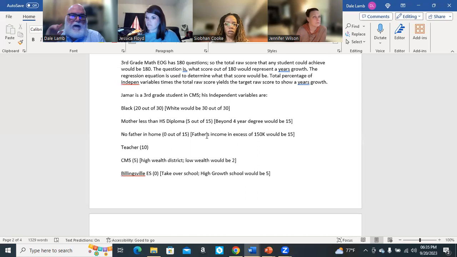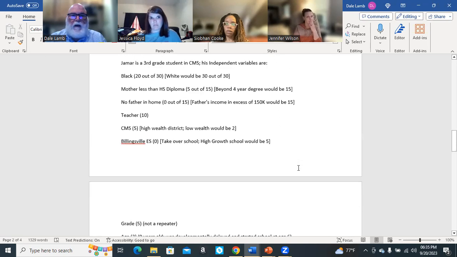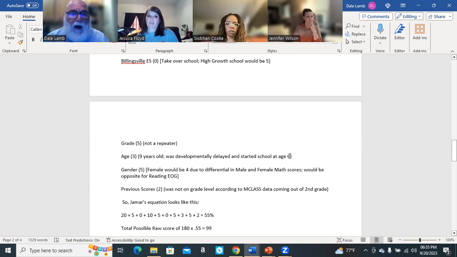We always calculate the teacher as 10. High wealth district, you get 5. Low wealth district would be 2. Billingsville was a takeover school, 0. If it was a high growth school like we just saw in Masonboro, that'd be 5.